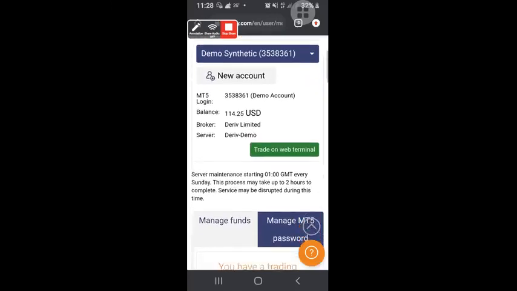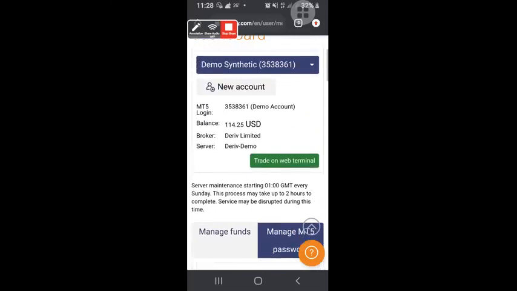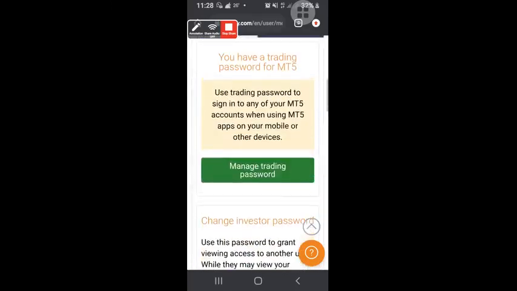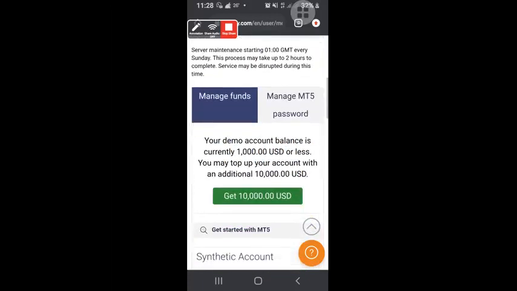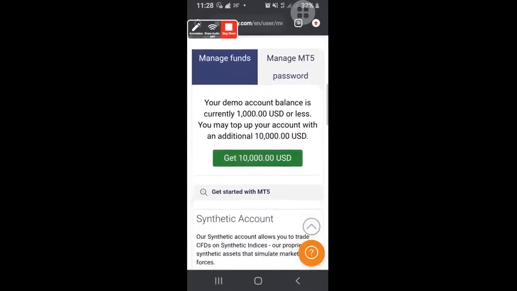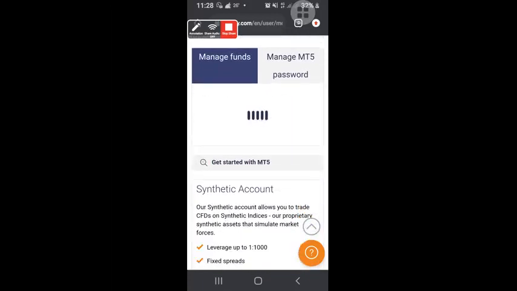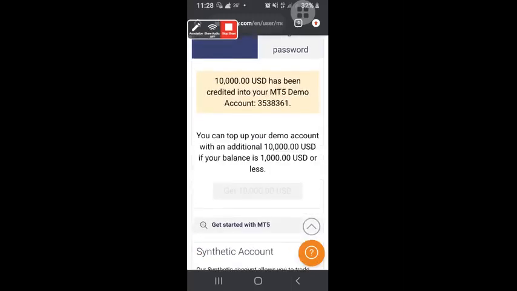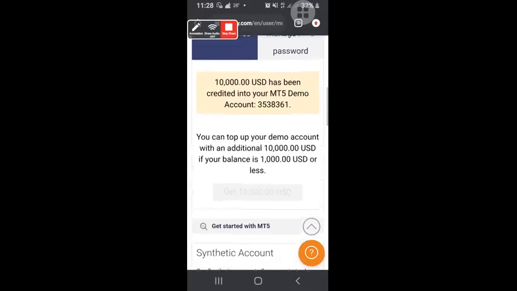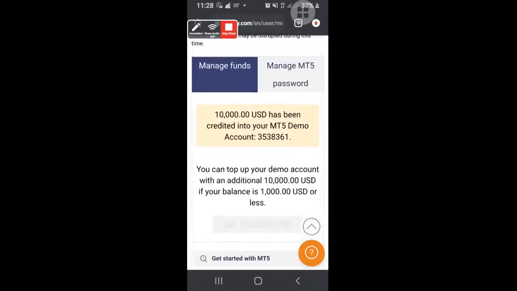Okay. So scroll down. Click on manage fund. Get $10,000. Click on okay. All right. Now take this account number and log in. Yeah, you can just copy it so that it will be fast.